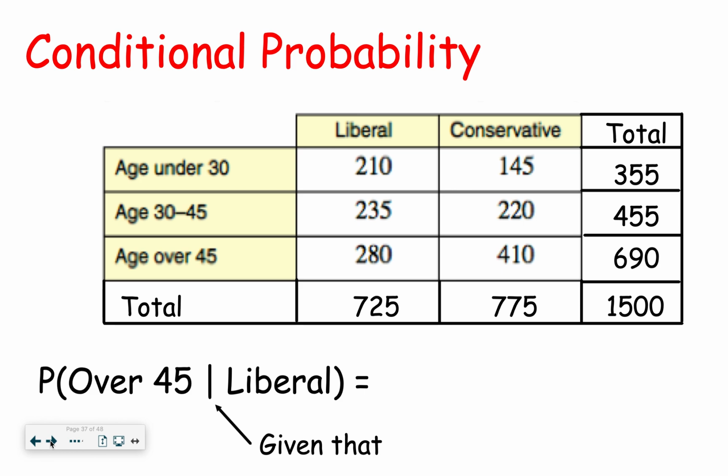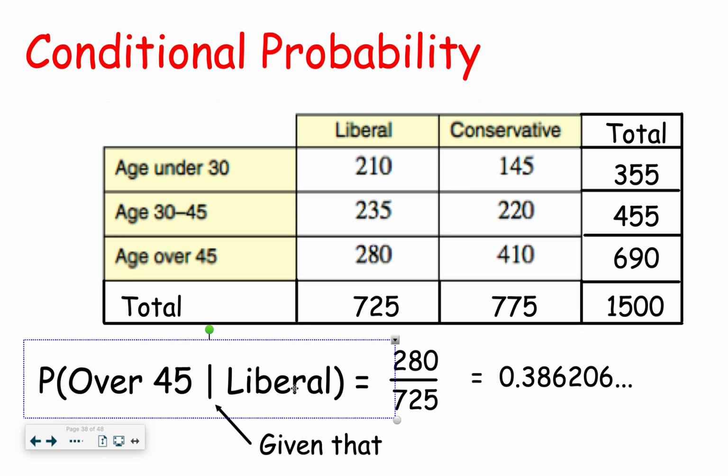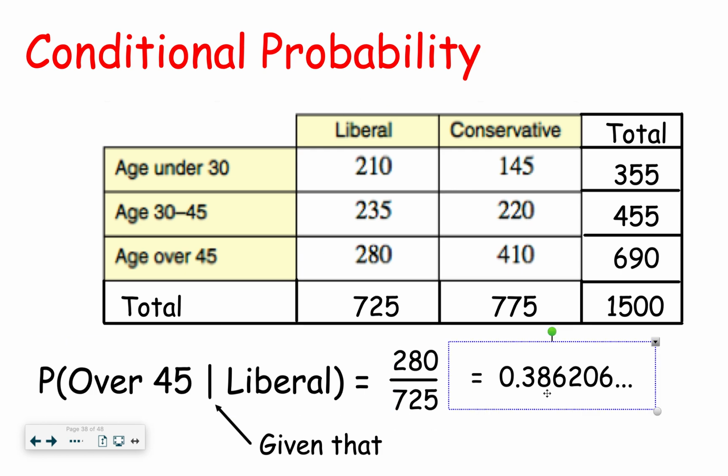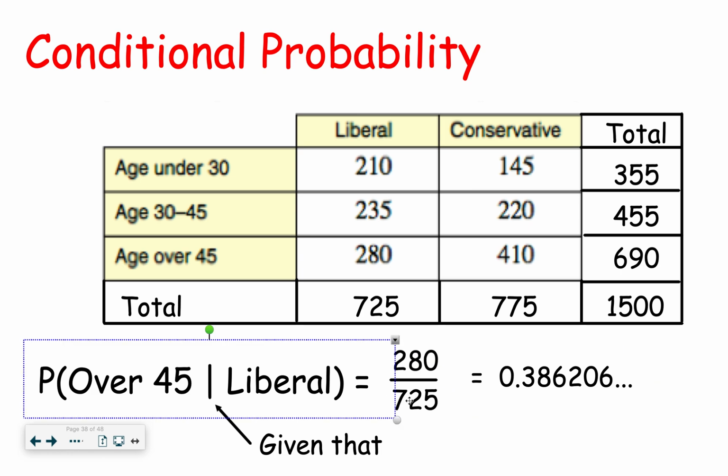Okay, you try this one. Pause the video and just make sure you get this. What is the probability that you're over 45 given you're liberal? Okay, so over 45 and liberal, again, intersect at the 280, but now it's given that I'm liberal. So I only care about the liberals, which is a 725 total, and that changes that probability, of course, right? So whatever the condition is, whatever follows that slash, that "given," that's what you divide by, that total, right? Liberal total, 725.